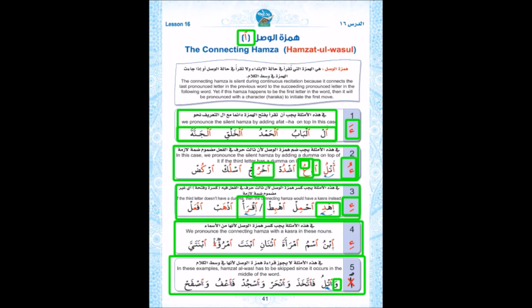The fourth case, we have the 7 nouns found in the Quran with hamzat wasl, and for these the rule will always be hamza with a kasra. Again, we have imra'ata, we have ibnatayya, and so forth.